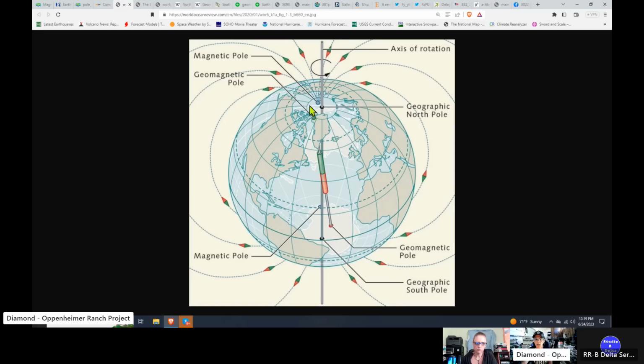We've got the axis of rotation. We've got the magnetic pole, which is where your compass points, and we've got the geomagnetic pole, which is where the aurora enters Earth. That's it. Those are the 3 poles. Now, which pole is moving? The magnetic pole, right? Because we are in a magnetic excursion.